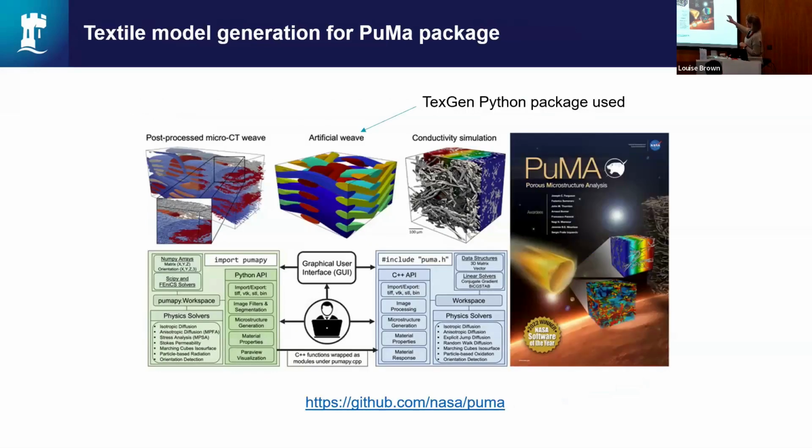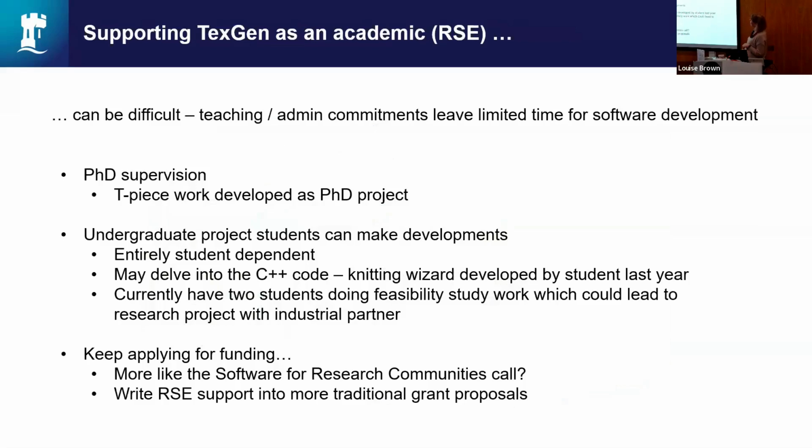So this is a nice one at the moment. It's been used in porous microstructure analysis, PuMA, which is developed by NASA, and uses TexGen for writing weaves. So yeah, I'm coming to an end. So, supporting TexGen as an academic RSE, I still do think of myself as an RSE. It's difficult because since September, I've been just swamped with teaching and stuff. And preparing this has been quite nice because it's surfaced TexGen again, and my teaching commitment has gone down a bit. So hopefully I'm going to get a bit more time to think about it.